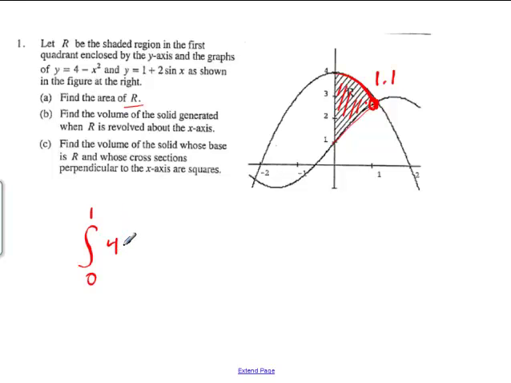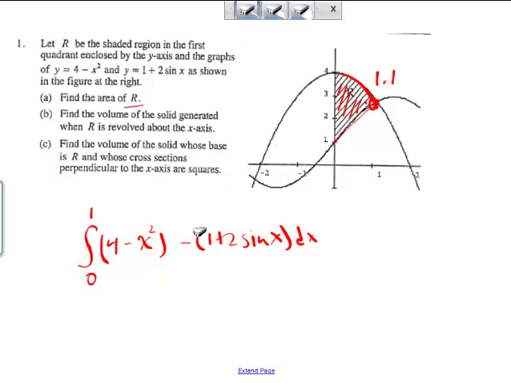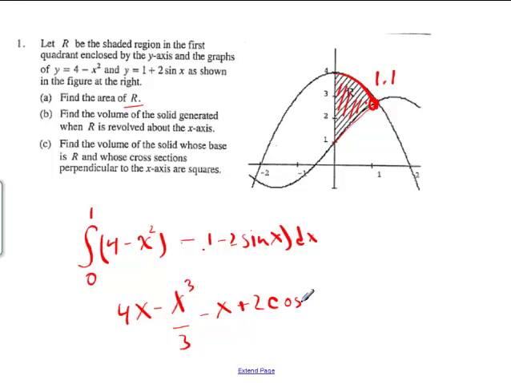So 4 minus x squared minus 1 plus 2 sine x dx. Well, we can distribute that negative, so that's just minus and minus. So taking the antiderivative, we get 4x minus x cubed over 3 minus x plus 2 cos of x. Evaluate that from 0 to 1.